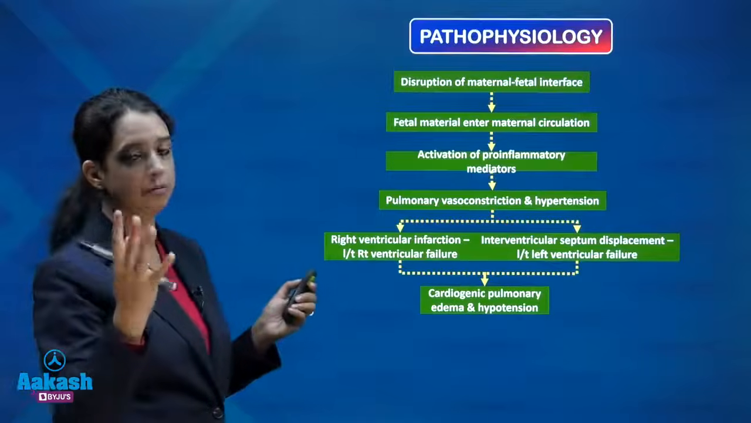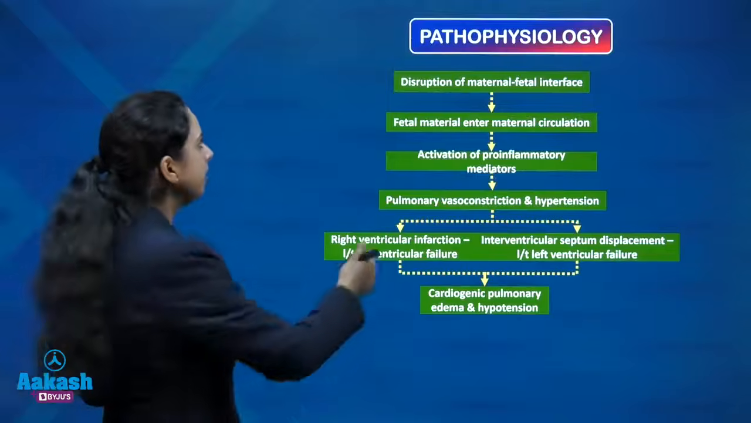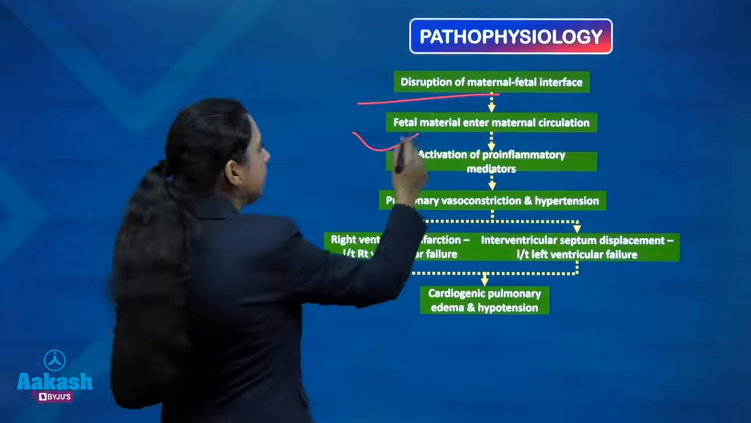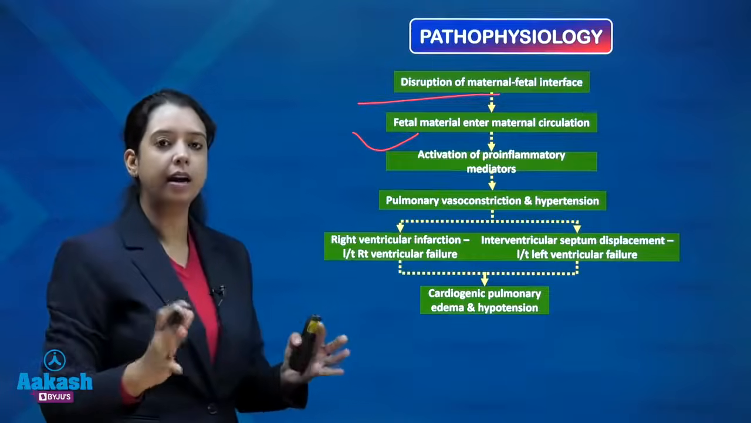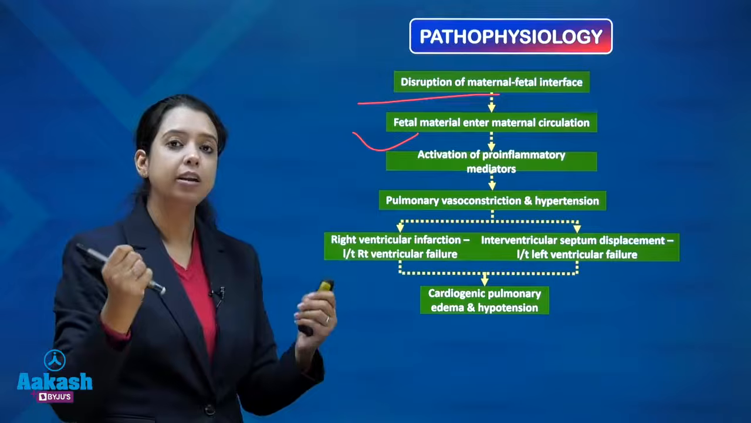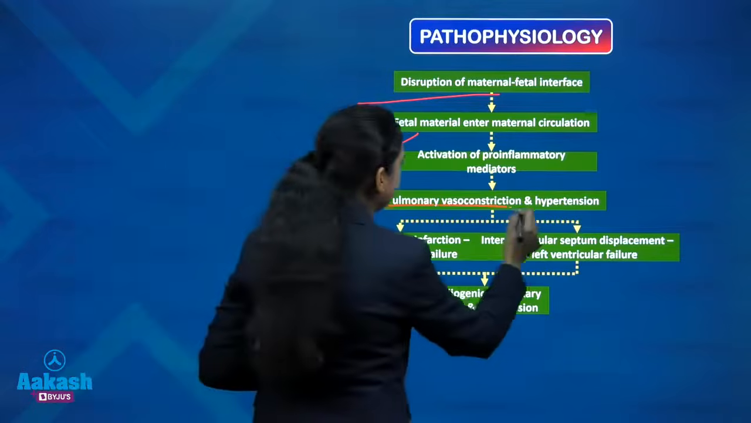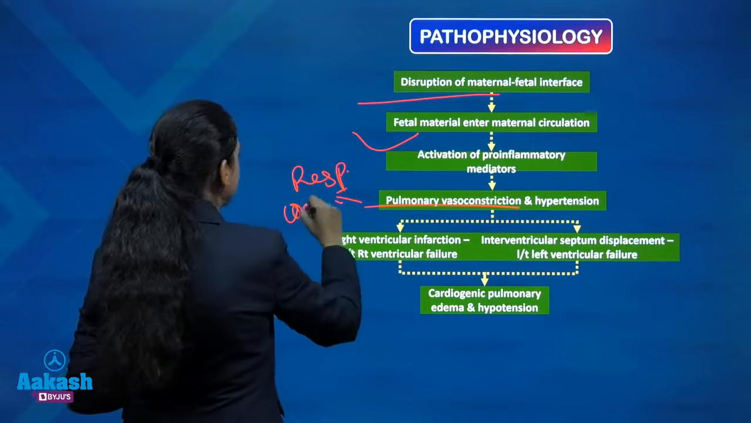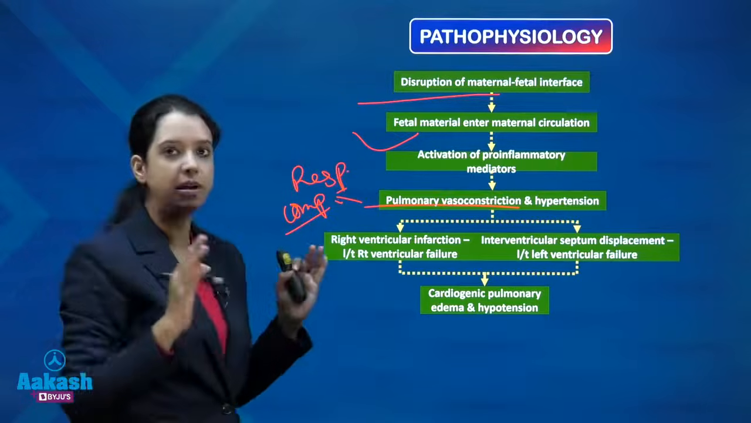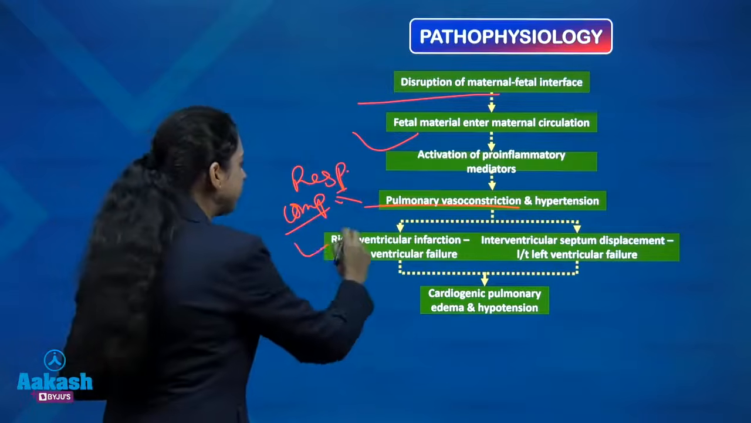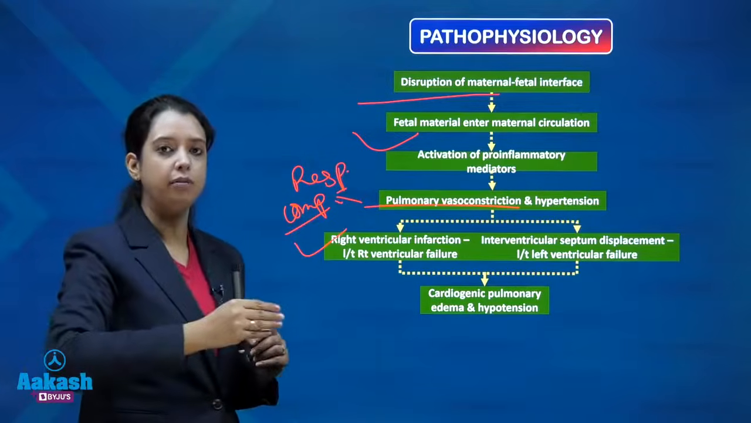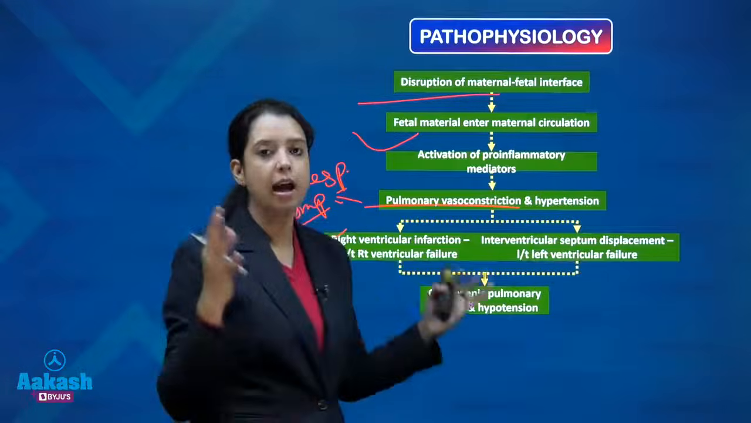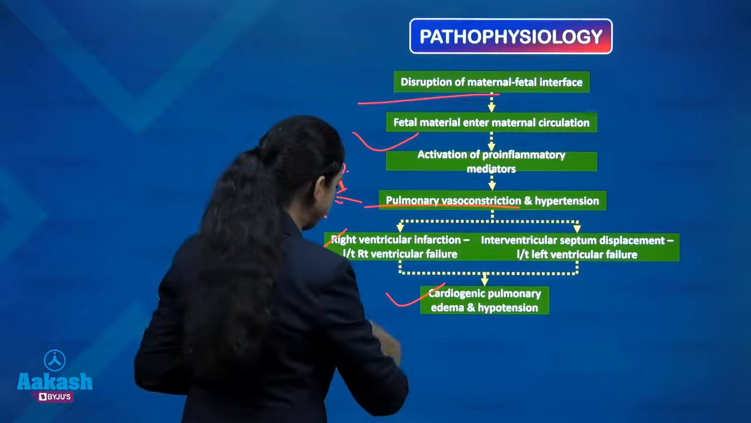Now, what is the pathophysiology of amniotic fluid embolism? There is disruption of the maternal fetal interface. Immediately after delivery, fetal material enters the maternal circulation. There is activation of pro-inflammatory markers leading to pulmonary vasospasm, due to which there is respiratory compromise. So, remember our patient was hypoxic. As pulmonary vasoconstriction occurs, that leads to right-sided ventricular failure. When right-sided ventricular failure occurs, there is movement of the interventricular septum leading to left ventricular failure. As a result, there is cardiogenic failure. So, the patient is hypotensive also.